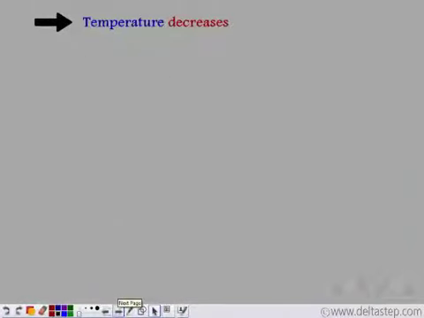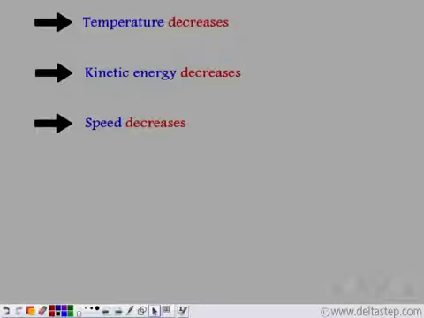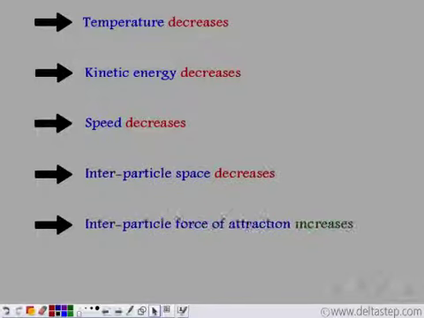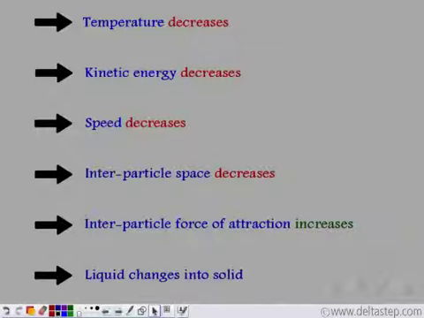So let's revisit the concept of freezing. So as the temperature decreases, that is, we are extracting heat from the particles, the kinetic energy of the particles decrease. As the kinetic energy decreases, the speed of the particles decrease. This in turn leads to a decrease in the interparticle space between the particles, because of which the interparticle force of attraction between the particles increases, and therefore the liquid form changes into the solid form, and this is how freezing takes place.